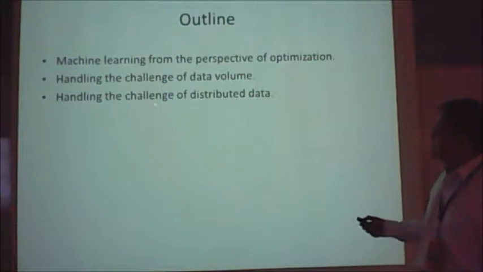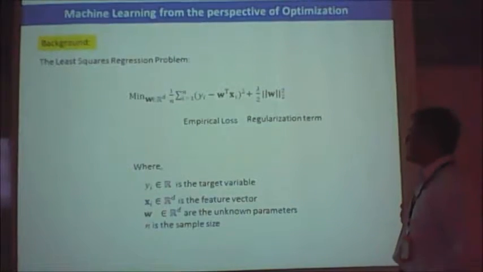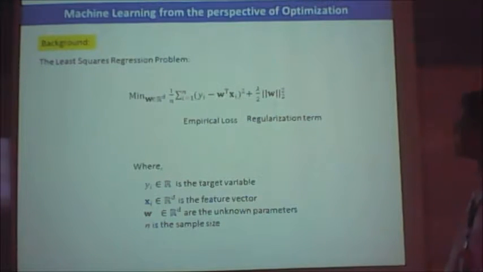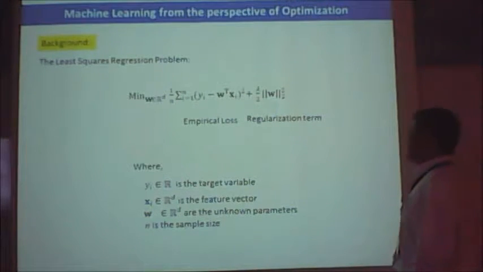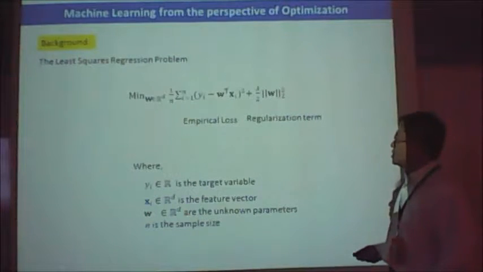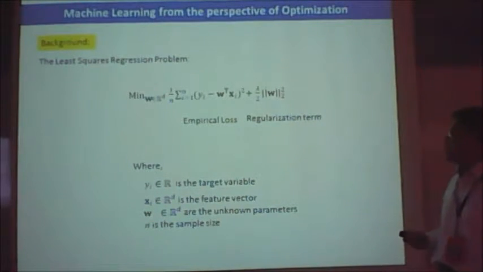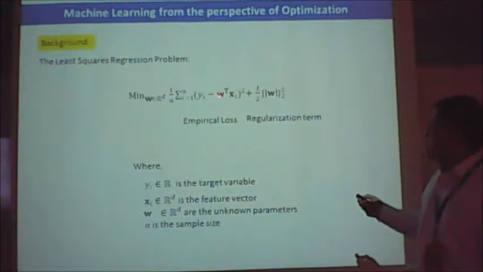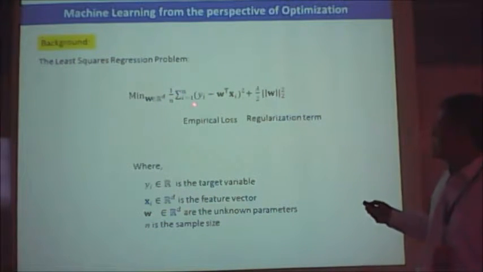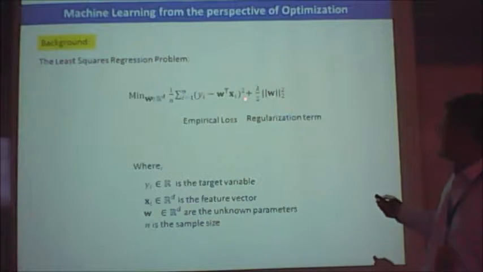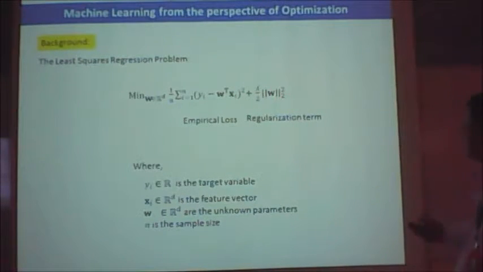So first, we look at machine learning from the perspective of optimization. Are you familiar with this? If you have seen it before. This is essentially, if you work in machine learning, or at least look at some of the formulations, the least squares regression problem. You have your loss function here, and you have your regularization term here. So this is L2 regularization, similar to your ridge regression.